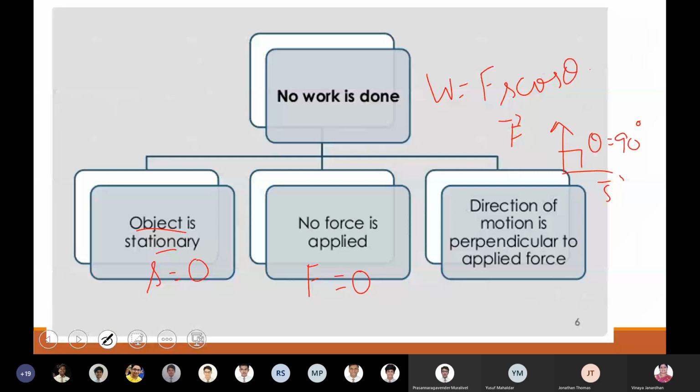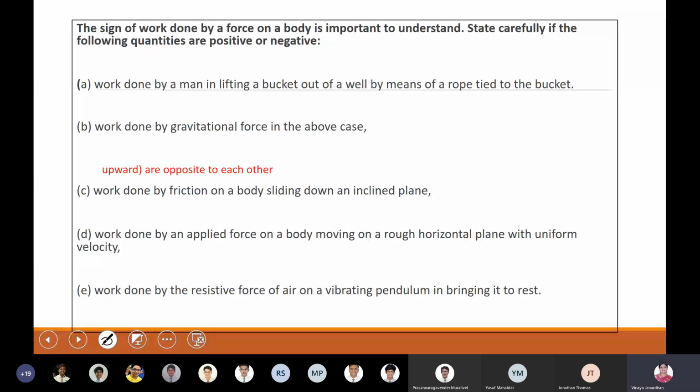Can someone answer this? Work done by a man in lifting a bucket out of a well by means of a rope tied to the bucket. Is this work positive, negative, or zero? Now I'll call someone.